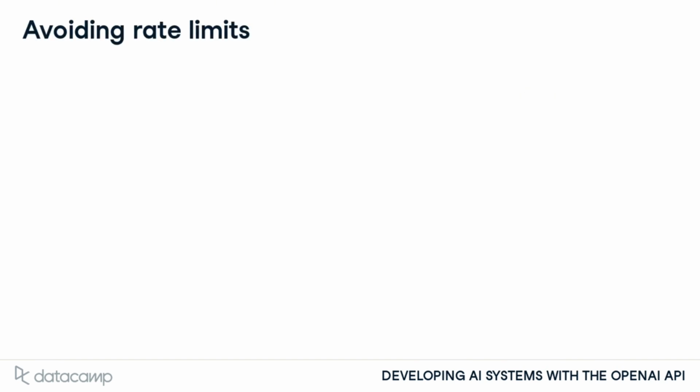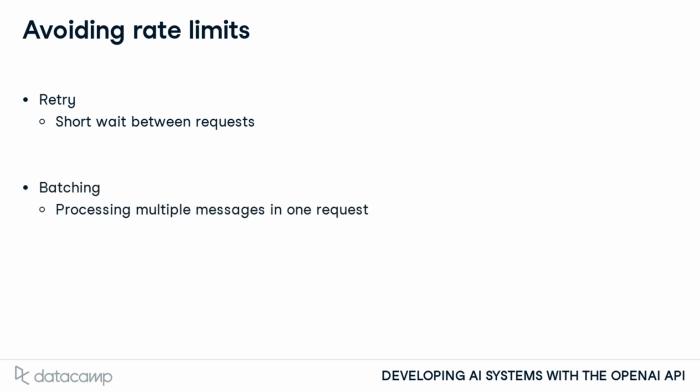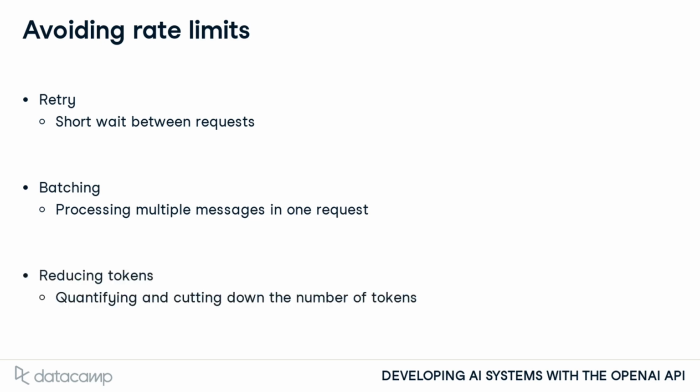Some solutions to avoid these limits include performing a short pause between requests, setting the function to retry in case limits are hit. If the frequency of the request is hitting the rate limit, multiple requests can be sent in batches at more staggered time intervals. This is referred to as batching. If the tokens limit is hit, the number of tokens can be quantified and reduced accordingly.